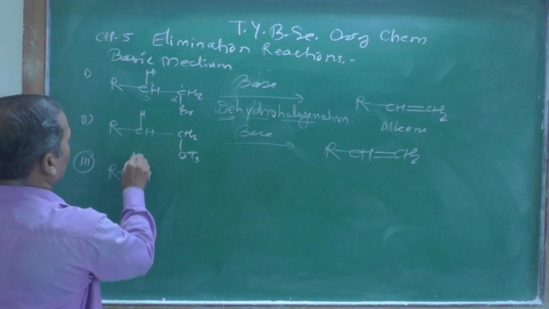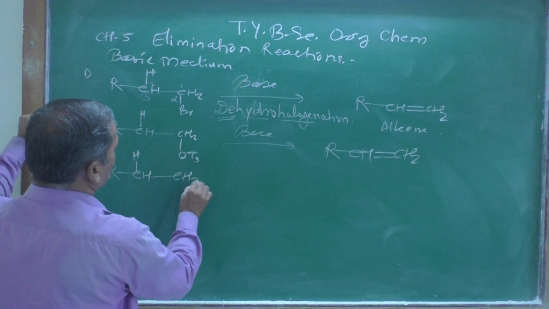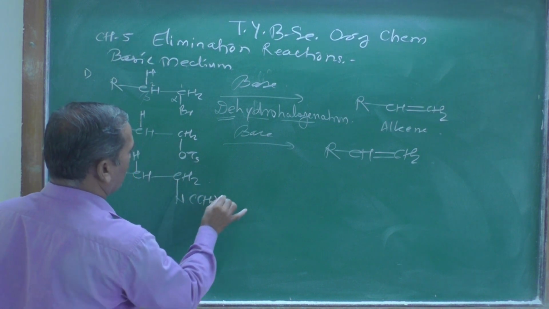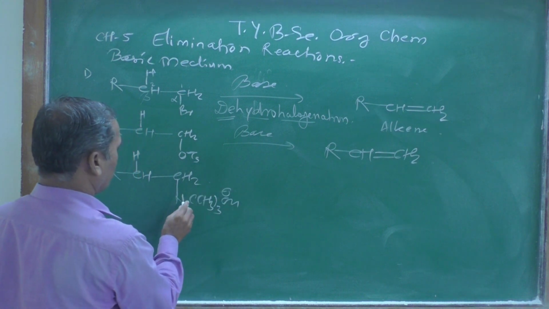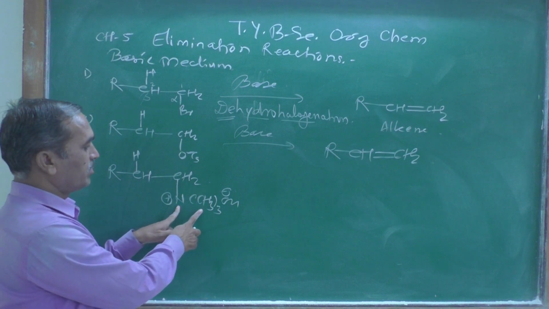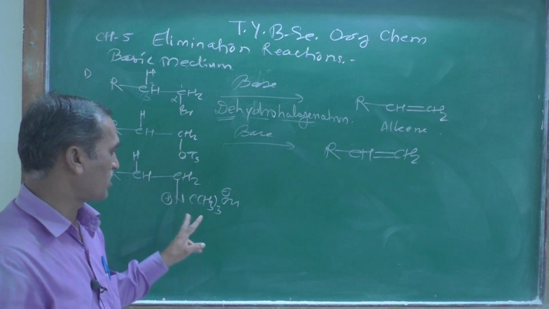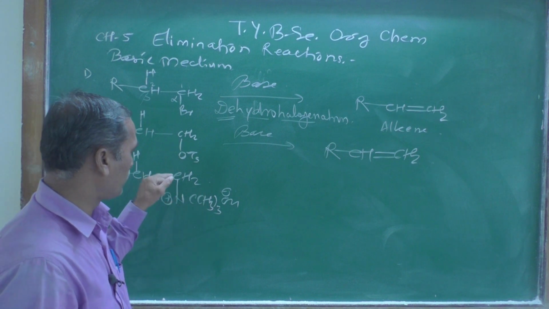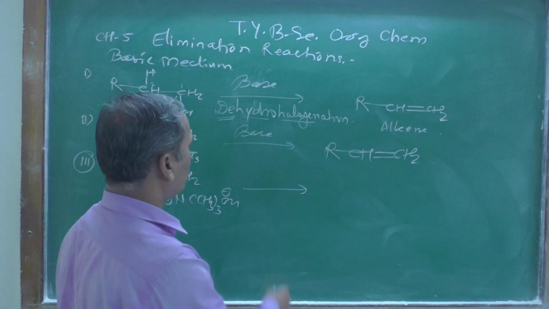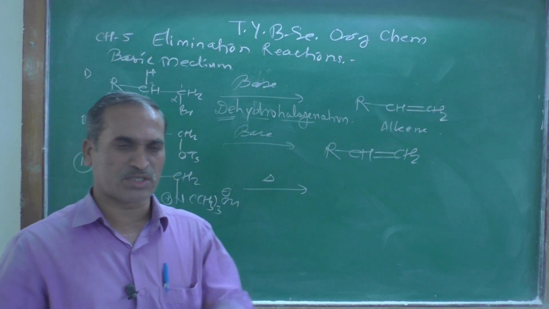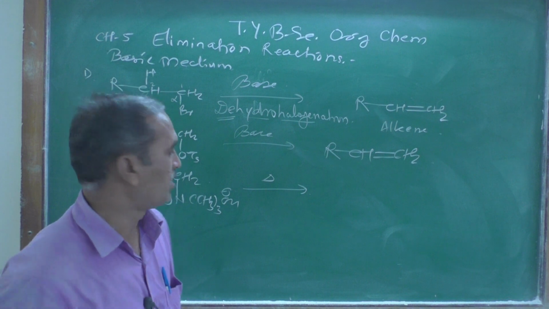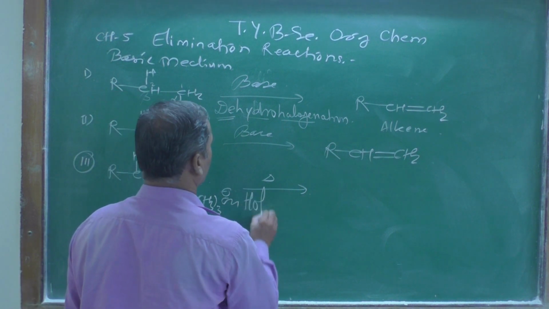R, then CH, it is a hydrogen atom, then here is a CH2, and then three times CH3, with OH minus. Here the positive charge comes on that nitrogen atom because there are four bonds, three with the methyl groups and one with the methylene group. Therefore, this reaction just requires heating, and it is one of the famous reactions. The name of this reaction is Hofmann elimination.